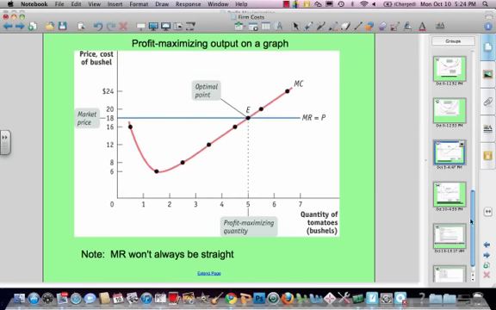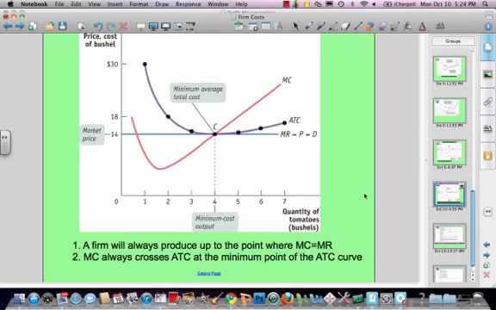Now, let's keep moving with that idea. We have here marginal cost, marginal revenue, and average total cost. Let's see what's going on here in terms of production points. Well, first of all, we know, a reminder, as per the last slide, a firm will always produce up to the point where marginal cost equals marginal revenue. Okay? Marginal cost, marginal revenue. Here it's a perfectly competitive firm. So we know that marginal revenue is going to equal the price. And they're going to want to produce here where marginal cost equals marginal revenue.